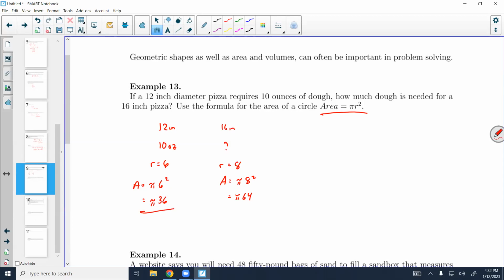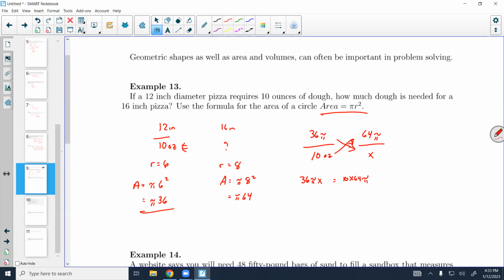So this is the area of my 12-inch pizza. That requires 10 ounces of dough. So 36 times pi is the area over 10 ounces. How much dough I need is equivalent to 64 times pi over some unknown amount. Okay? So we have a proportion equation again. Cross multiplying, we have 36 times pi times x equals 10 times 64 pi.